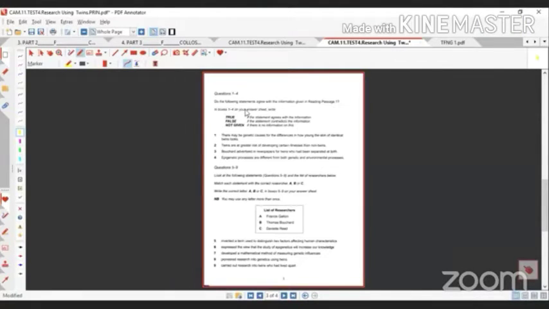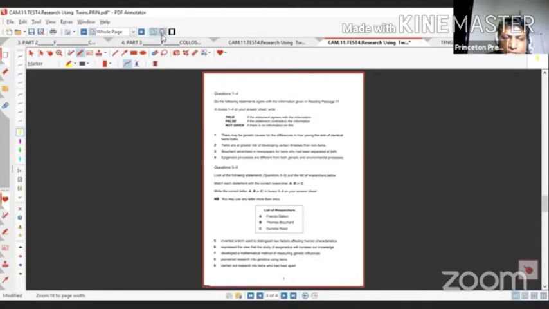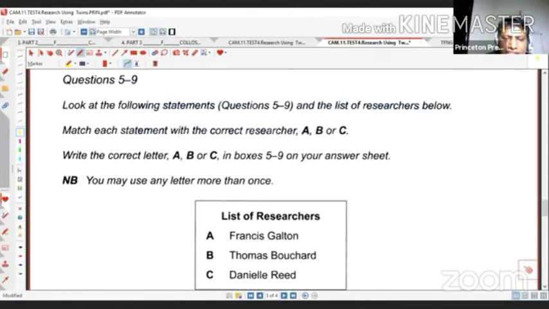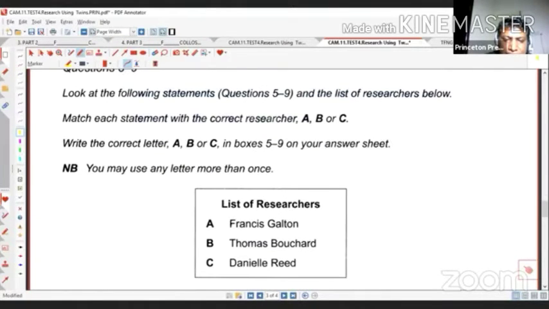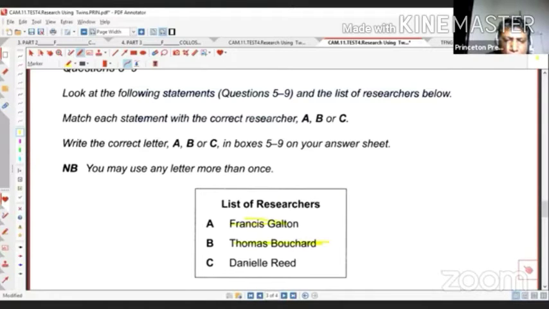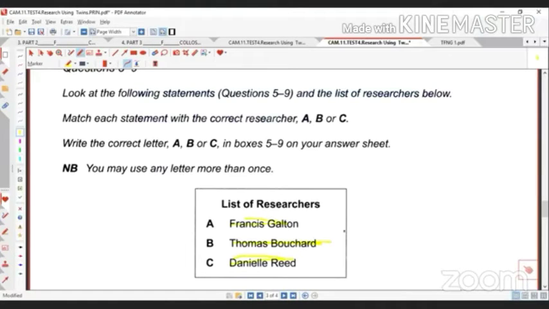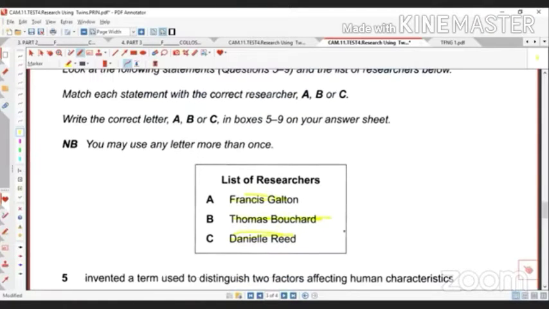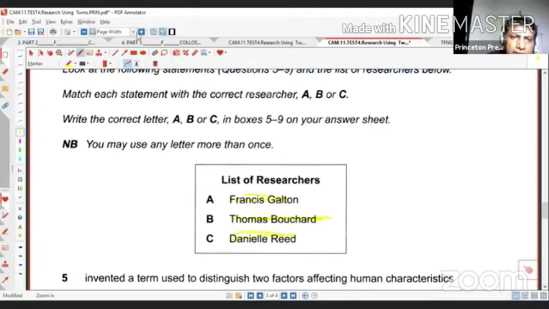So the first one, what are the names? Just see the names. Francis Galton, Thomas Bouchard, and Daniel Reed. Okay, I remember. Sir, can you please repeat the process? How can I do this? Which one? This one.